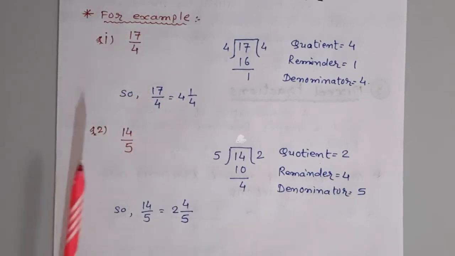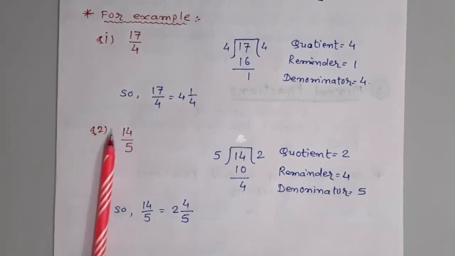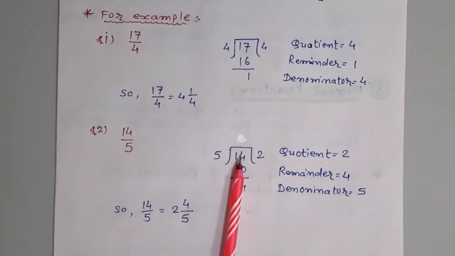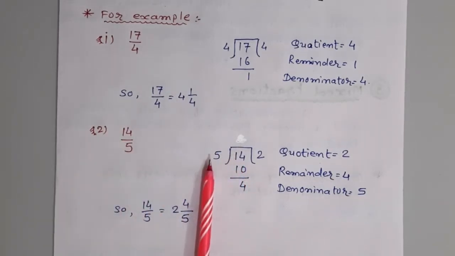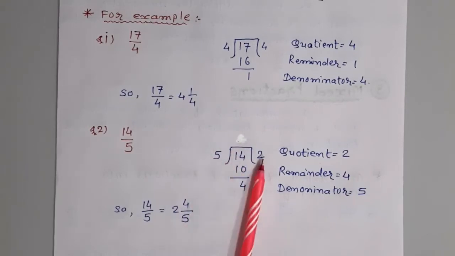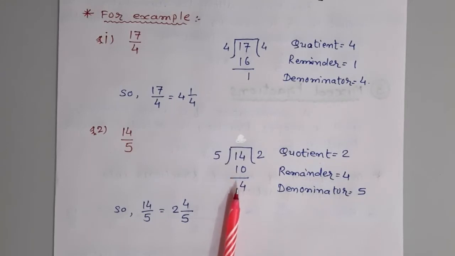Now you can calculate yourself: 14 upon 5. So 14 and 5. Now let's take out the division. 5 2s are 10, the remainder will be 4. So 14 upon 5 equals 2 integer 4 upon 5. This is the quotient, this is the remainder, and this is the denominator.